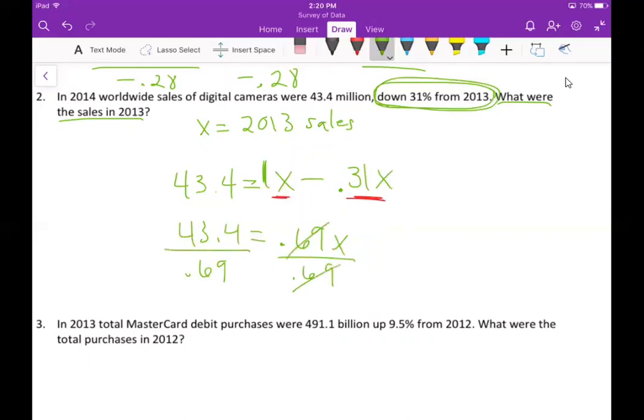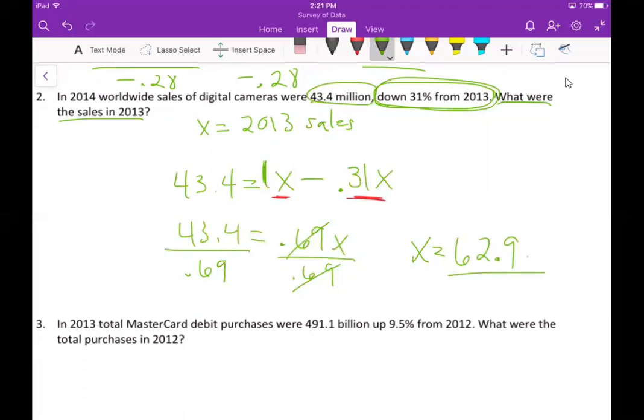And again, we're not going to get a nice number here. We're talking about sales in millions of dollars here. The first one we were given was rounded to the nearest tenth, so I'm going to go ahead and round this one to the nearest tenth as well. 43.4 divided by 0.69 means that my original sales, X in 2013, was 62.9 if I round to the nearest tenth, and it's asking me what were the sales.